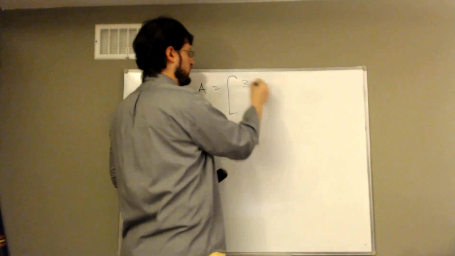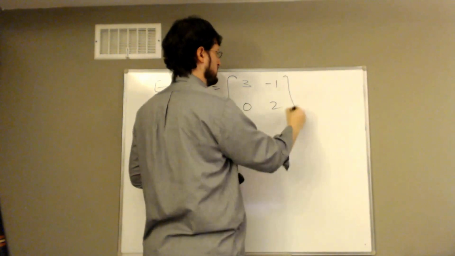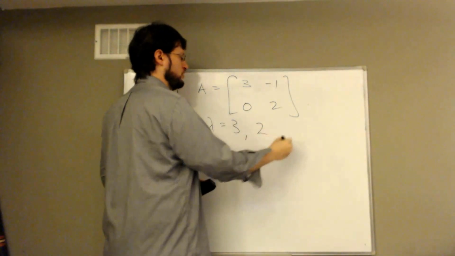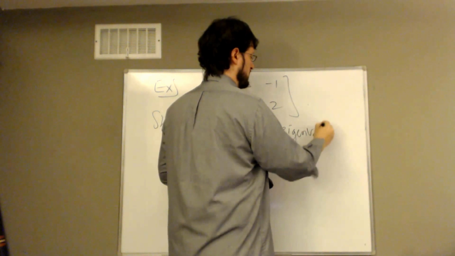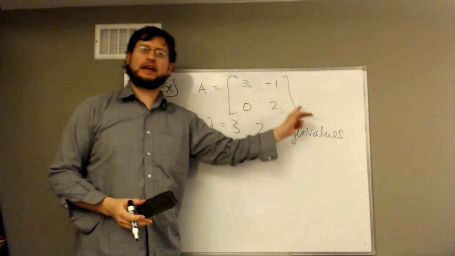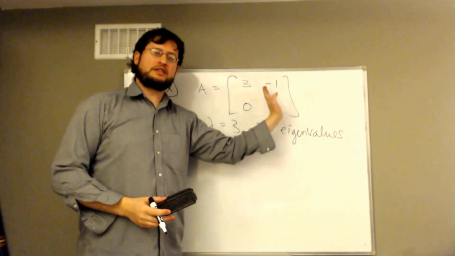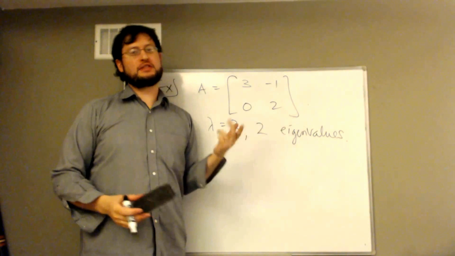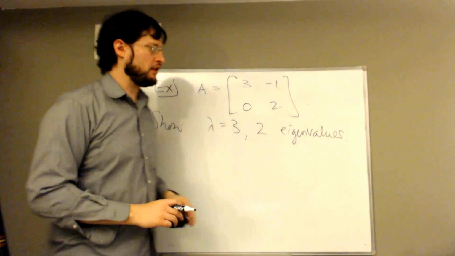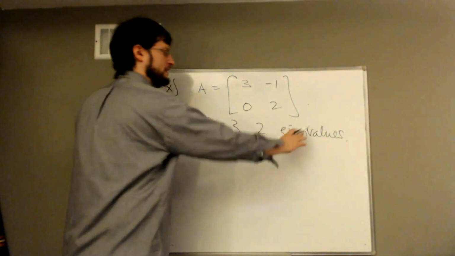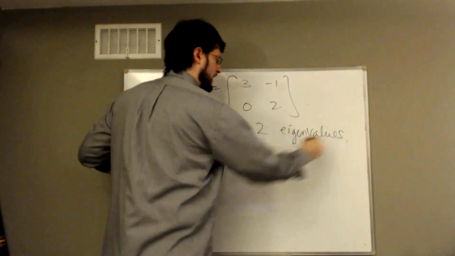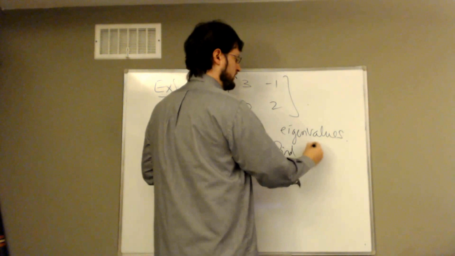So, let's look at this one. Let's show that lambda equal 3 and 2 are eigenvalues. And this is in fact always the case. If we have a triangular matrix, a matrix which has zeros below the diagonal, even if it's a 3 by 3 or 10 by 10, the eigenvalues will in fact be the entries along the diagonal. But we can show that that's true here very explicitly. So we'll show that these are the eigenvalues and find the corresponding eigenvectors.